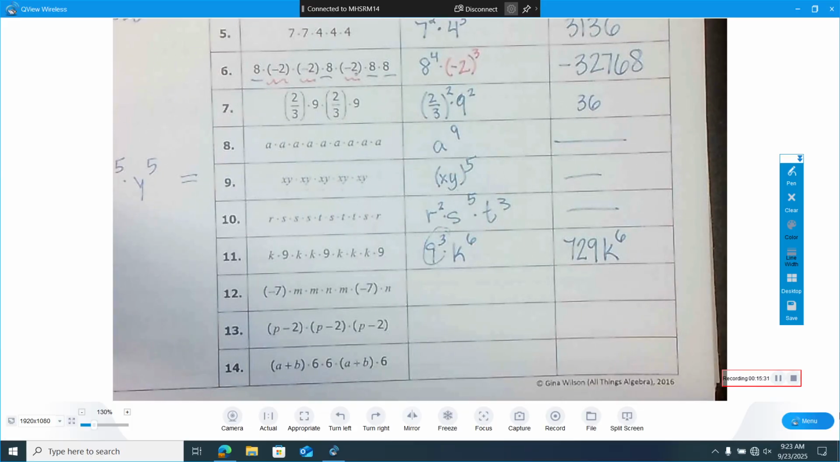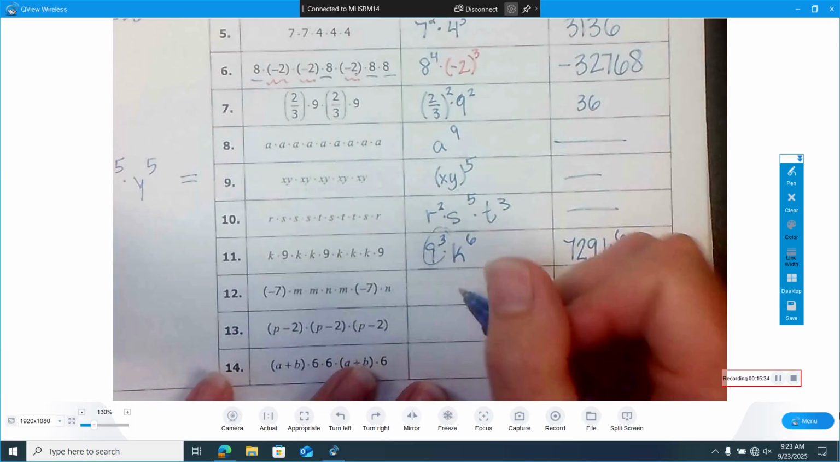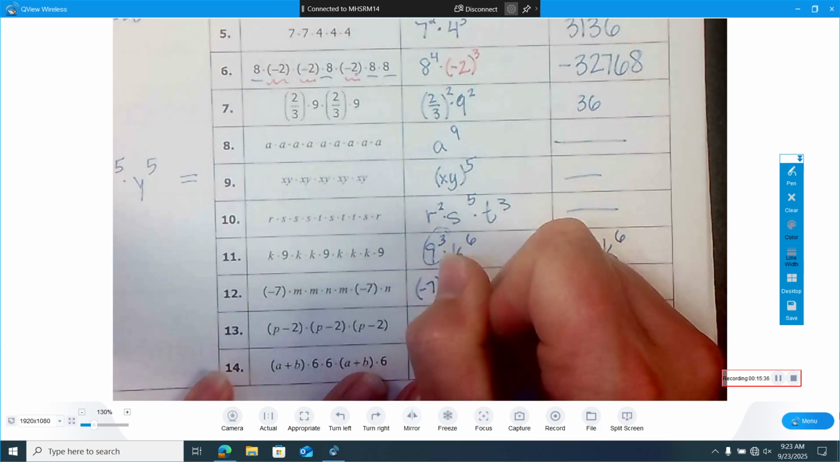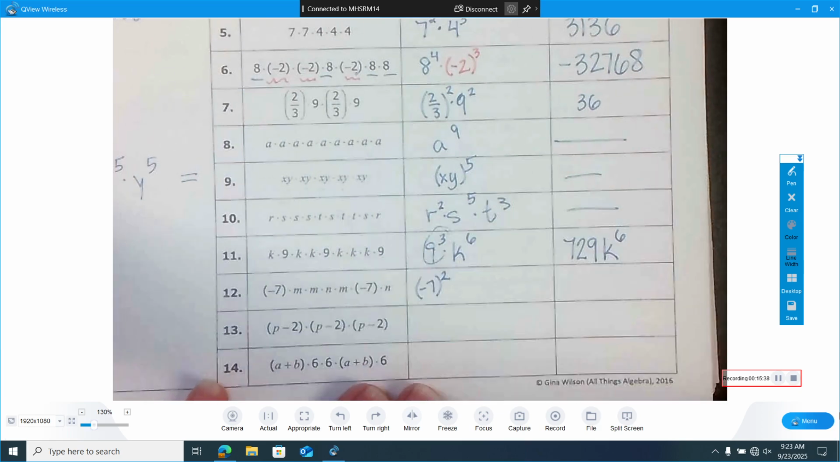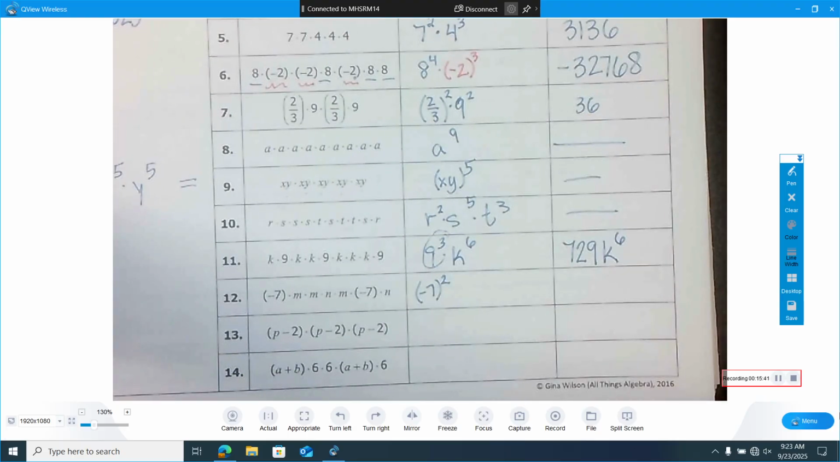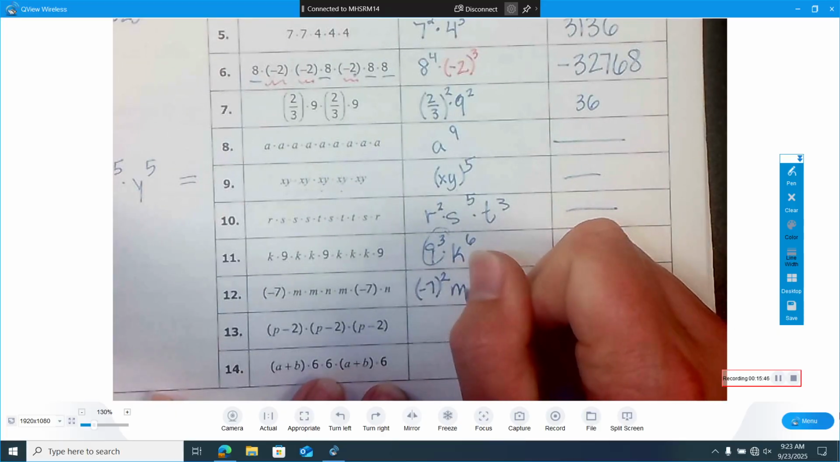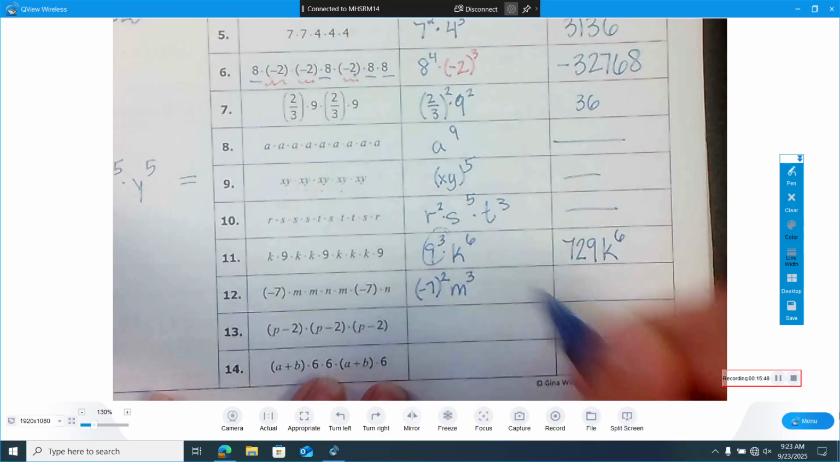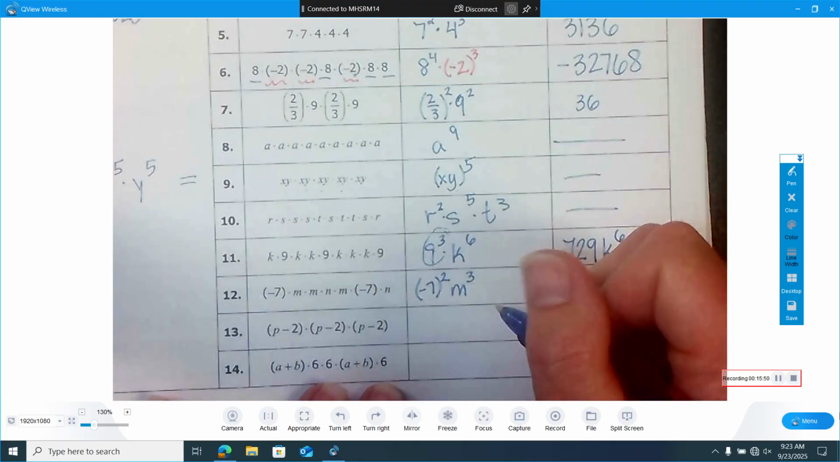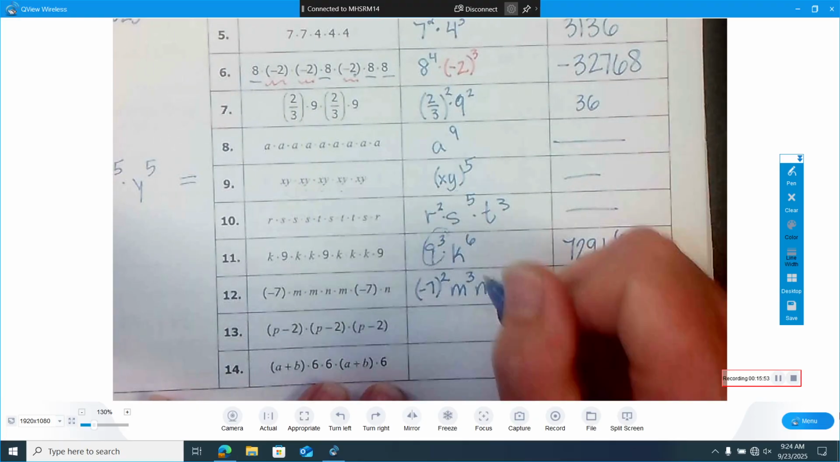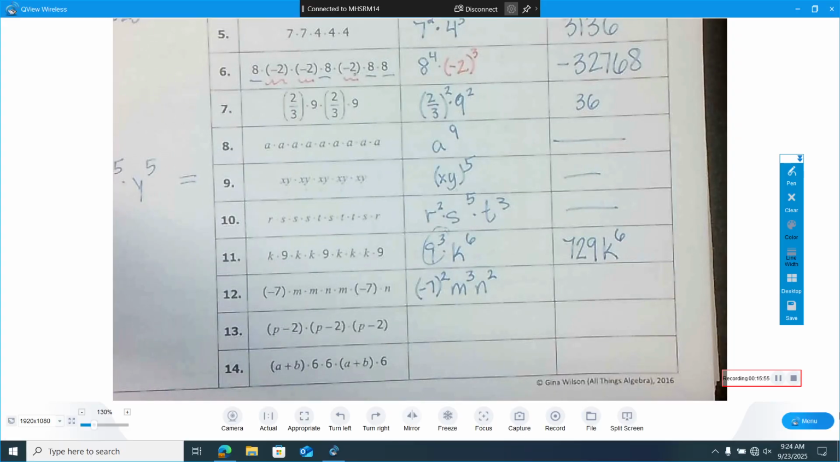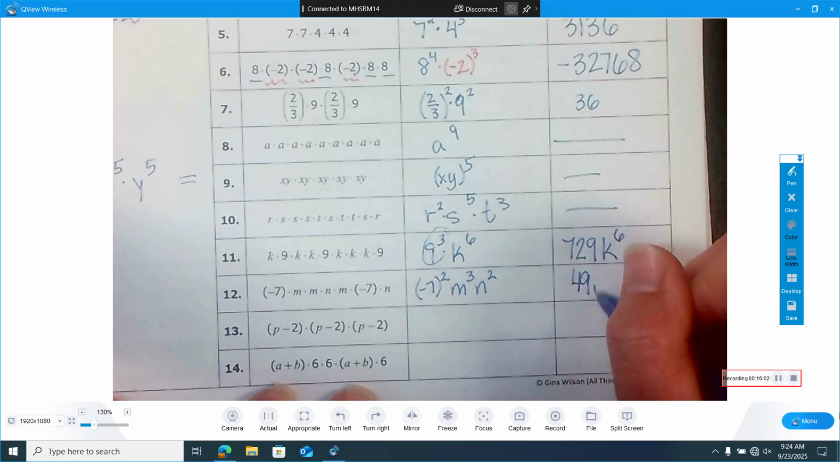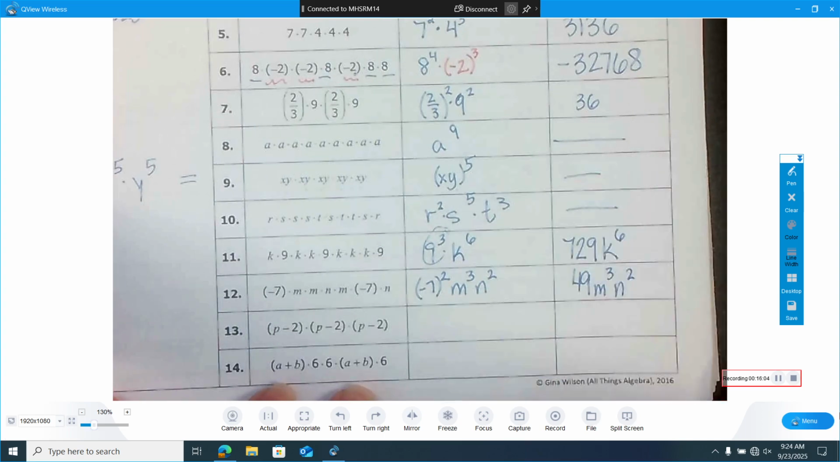All right, number 12, what do you want to start with? -7, and it's in parentheses because I want the whole negative to be repeated 2 times. Then M, 3 repeats, and then N, 2 times. So -7 times -7 is +49. M cubed N squared.